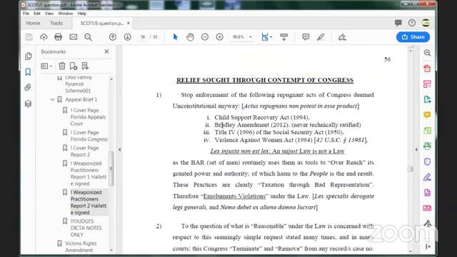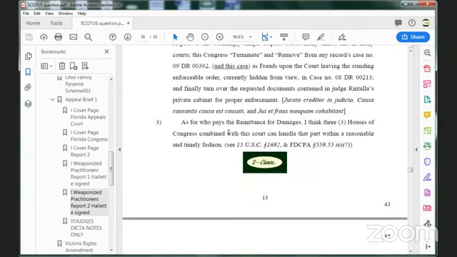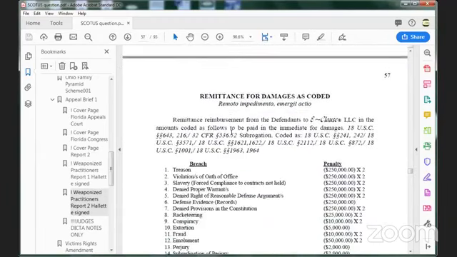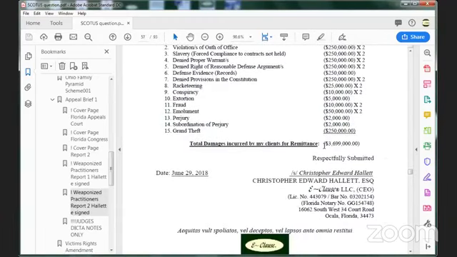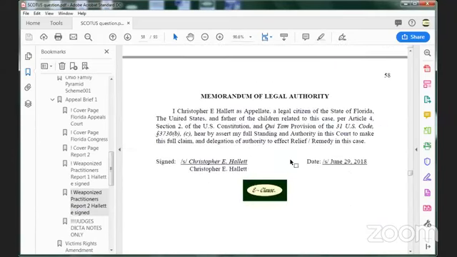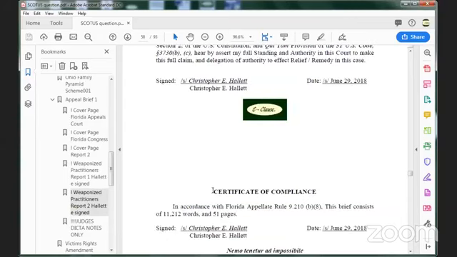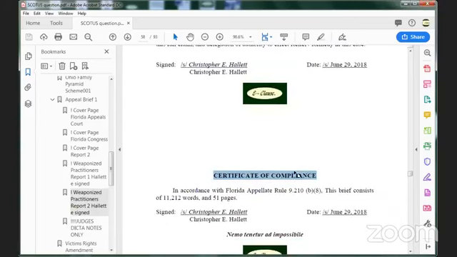Let's see here. There are various other arguments I've made, conclusions I've drawn, remittance for damages, and how I construct each document. Memorandum of legal authority. This comes from the court rules. Talk about follow the rules of the court. Okay. Memorandum of legal authority, it's in the rules. Certificate of compliance, that's in the rules, right? What's supposed to be in one of those?